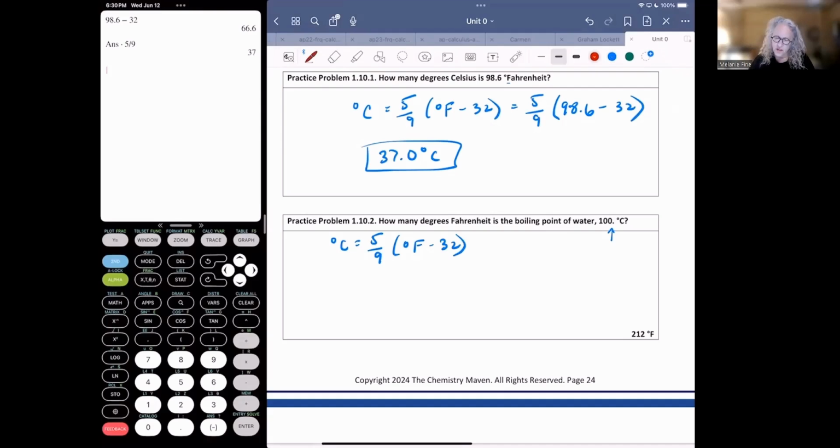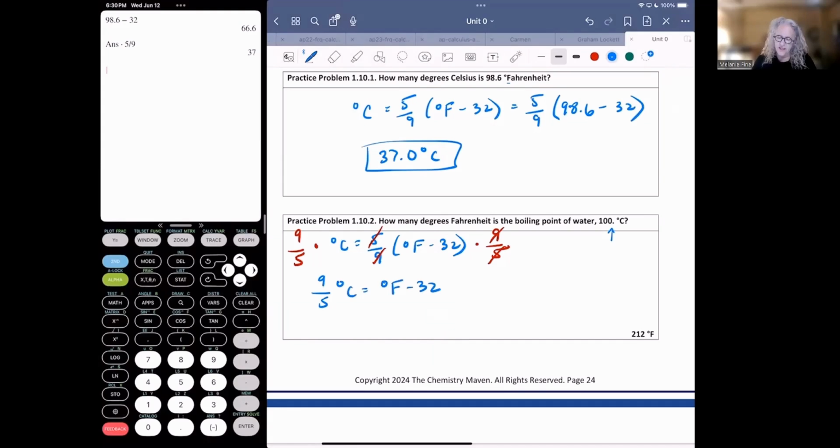The first thing I need to do is get rid of the constant in front of the parentheses because I'm solving for an unknown in parentheses. So I'm going to do the opposite of that. Since it's being multiplied by 5 and divided by 9, I am going to multiply by 9 and divide by 5. And what I do to one side of the equation, I do to the other. So my equation now is 9/5 degrees Celsius equals degrees Fahrenheit minus 32.